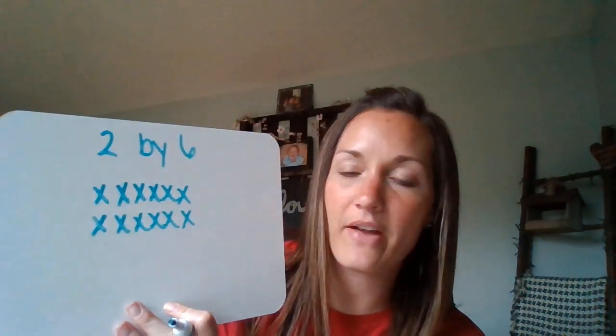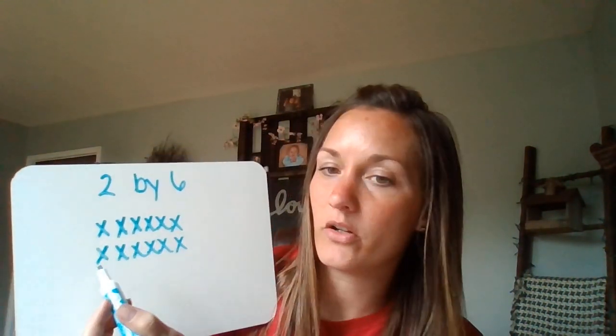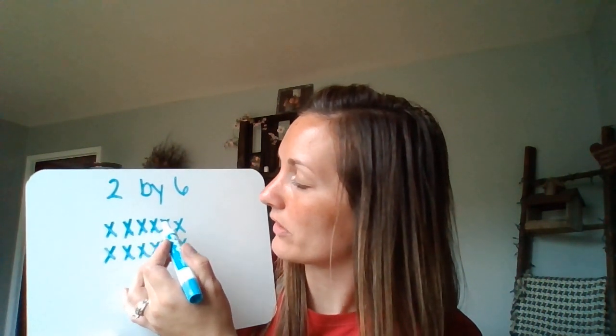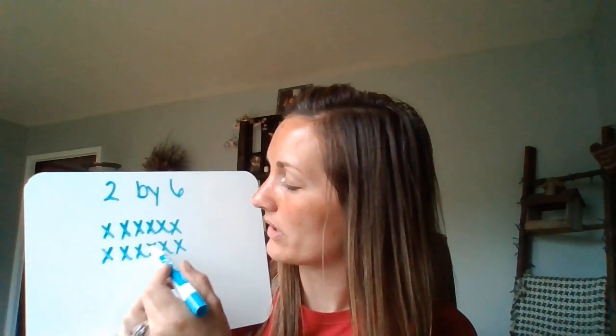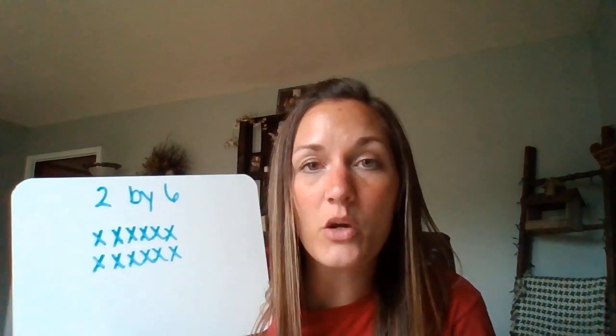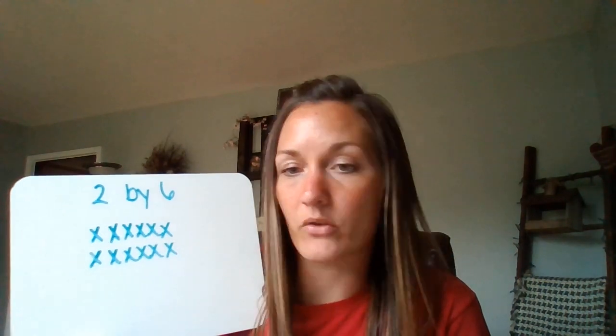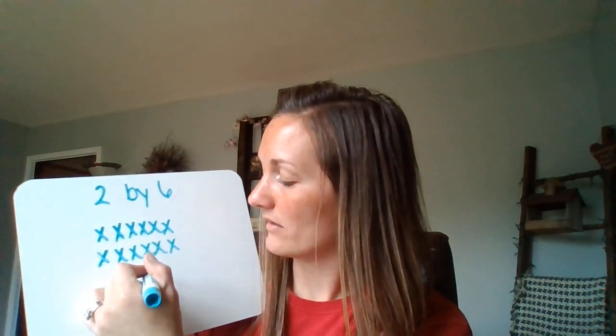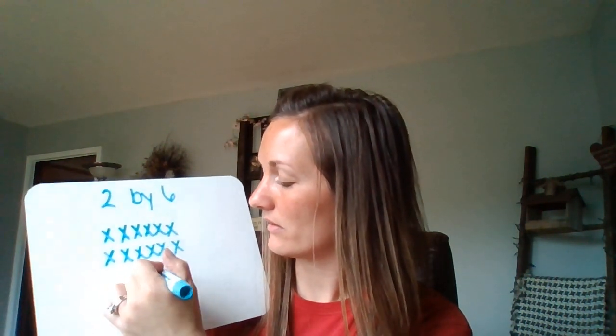Okay, there. Now I have my 2 rows with 6 in each row. If we count them, 1, 2, 3, 4, 5, 6. 1, 2, 3, 4, 5, 6. Now we have to come up with an equal addition number model. We want to add, what was our top number? 6. What was our bottom number? 6.